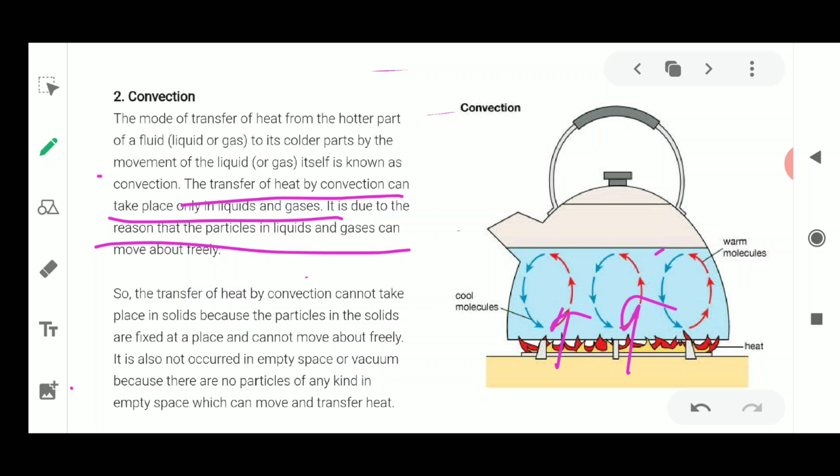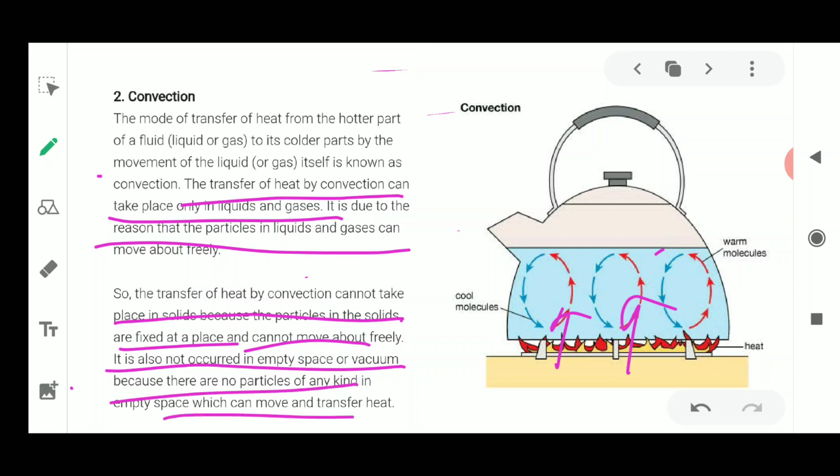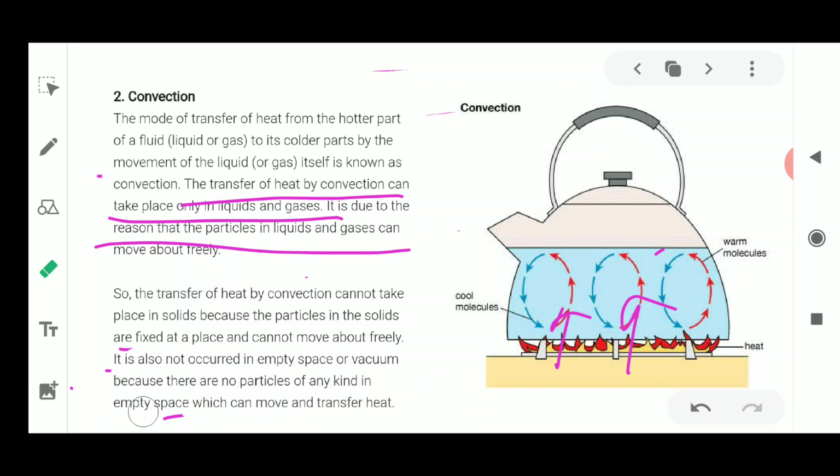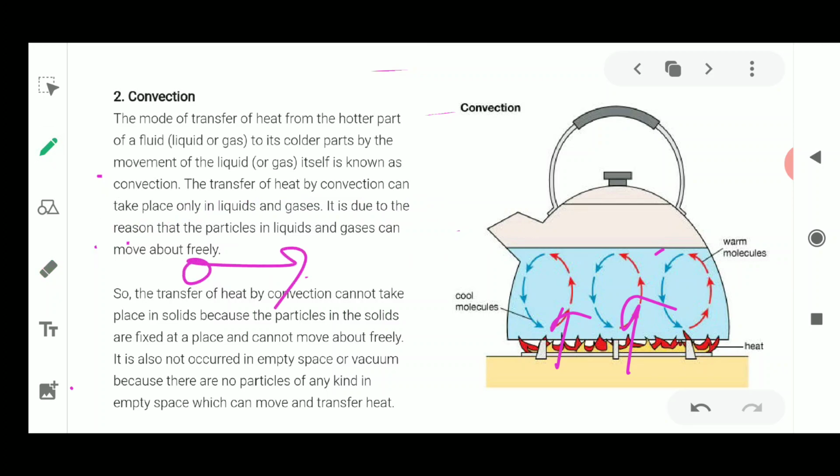Now the transfer of heat by convection cannot take place in a solid, as the particles of a solid are fixed at one place. They cannot move freely. It also does not occur in empty space or vacuum, because there are no particles which could transfer the heat from one place to another. So convection is only possible in liquids and gases, because the concept of convection says that a molecule gains heat and moves from one place to another.